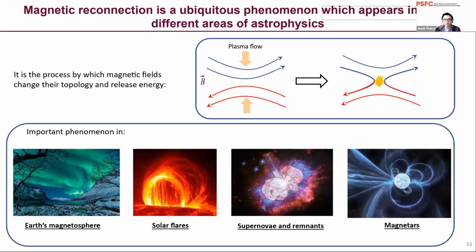It's an important phenomenon in a bunch of things that you can have these pretty pictures of, like the Earth's magnetosphere, where it's proposed as being an important part of generating aurora events, as well as solar flares, which is the hallmark context in which magnetic reconnection is discussed. And it's also important in the supernovae and their remnants. So in fact, it has relevance to the astrophysical jets that we talked about in the previous section, as well as more exotic environments like magnetars, which are neutron stars that have extremely strong magnetic fields.